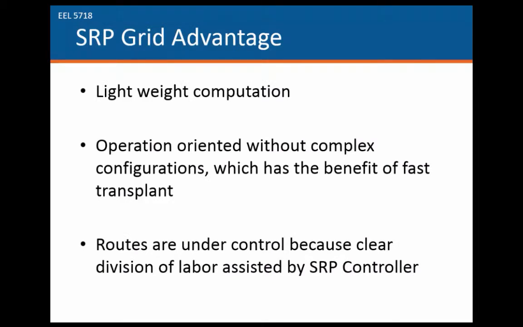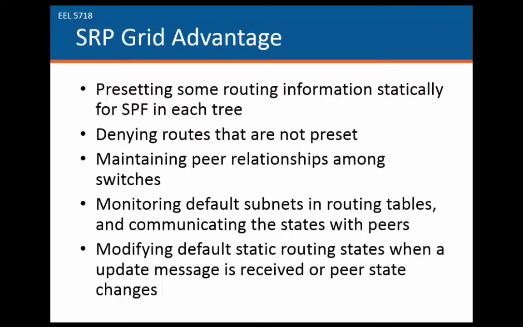One of the advantages of using grid in SRP is that it is a lightweight computation. It's operation oriented. It doesn't have complex configurations. If you look at OSPF, it gets pretty complex as the network changes, and so that provides a benefit of fast transplant, switching in and out different network items. The routes are under control because of clear division of labor that's assigned by that SRP controller. As you can see there, it divided up each table into its own section.